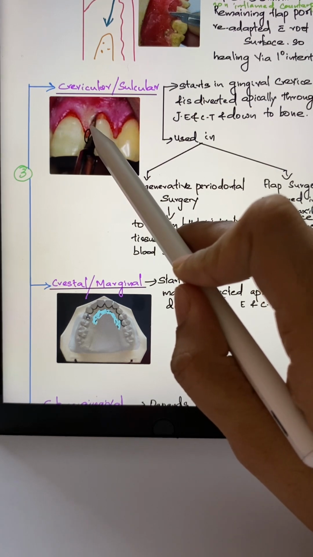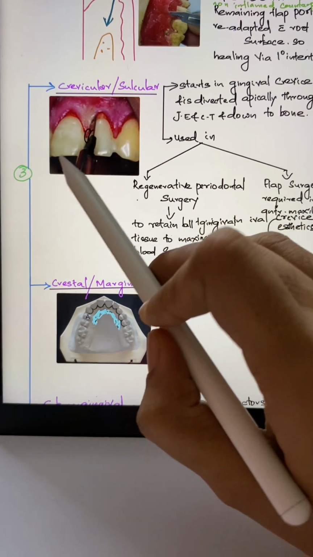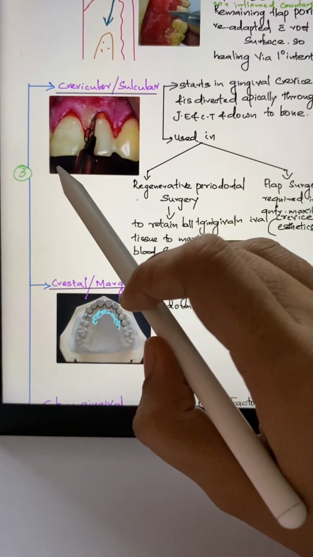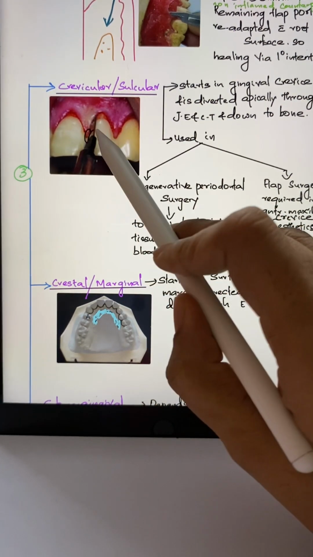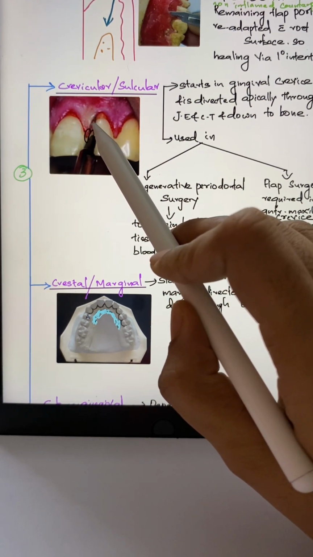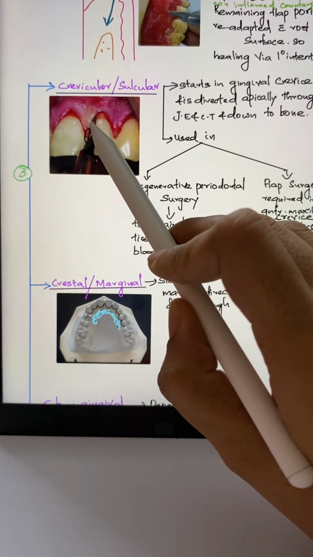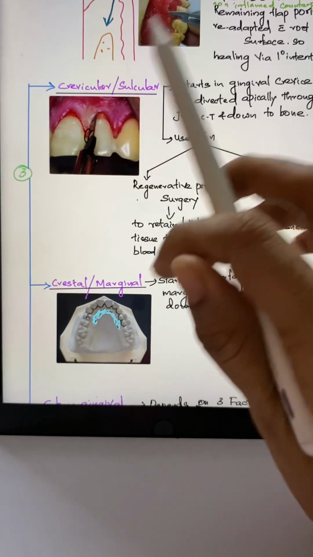This type of incision is mainly used in regenerative periodontal surgery to retain all the gingival tissue to maximize the blood supply, and it is also used in flap surgery required in the anterior maxilla, where aesthetics is a major concern.